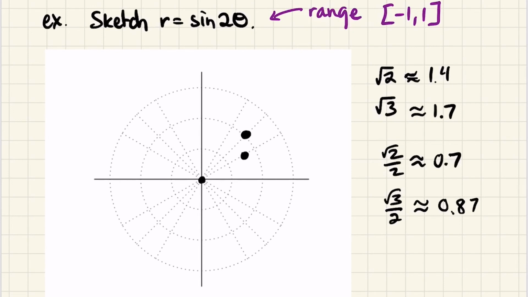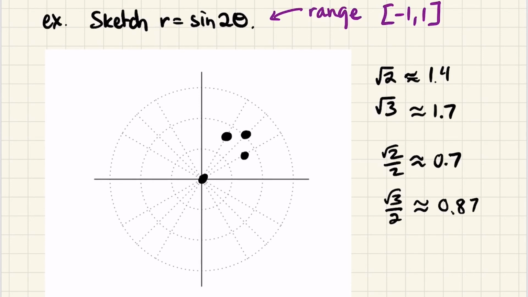Okay, and the next point we look at is pi over 3, right here, which doubles to 2 pi over 3, and sine of 2 pi over 3, second quadrant, still positive, is root 3 over 2, 0.87. So it's about right here. Okay, and next is pi over 2, and sine of 2 times pi over 2 is sine of pi is 0. So we're back at the origin here, which means that we started at the origin, we went through those 3 points and came back to the origin.